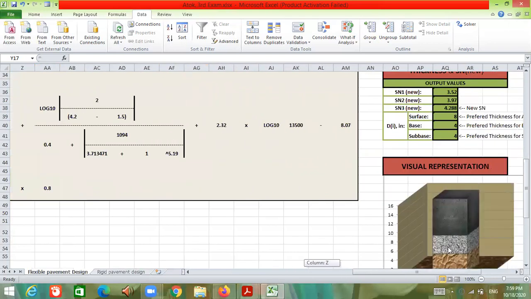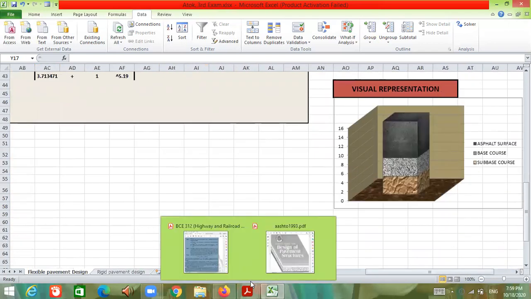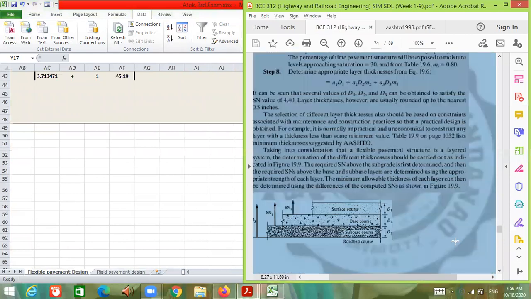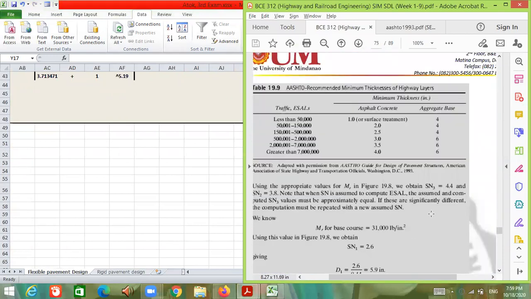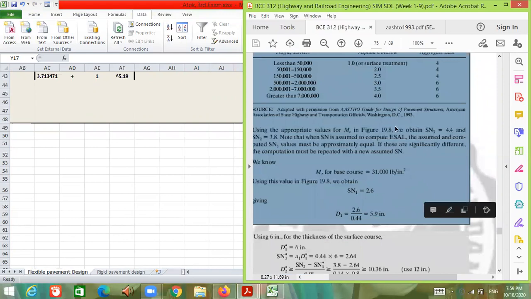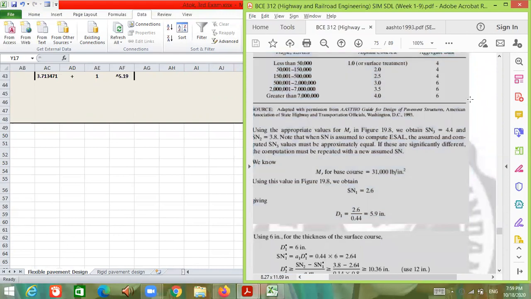However, in our module, the solution given here is different, since the resulting structural numbers in the required section are 4.4, 3.8, and 2.6. The reason why it is different is that my Excel program is just a direct substitution process, and they are somehow estimating through the graph method.